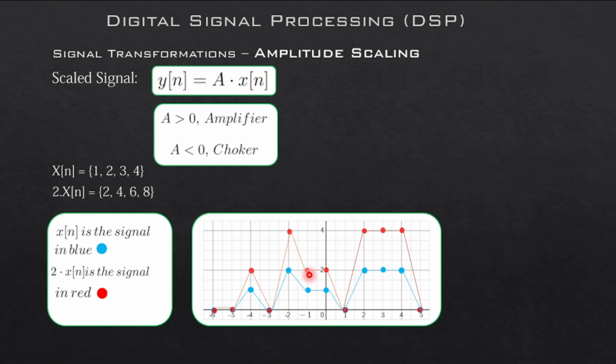Here 2 times 1 gets you 2. The red is the amplified signal. 2 times 0, of course, 0. Now, 2 times 2, 4. We're amplifying the signal values. We're not performing any scaling of the time like in the previous slide. We are scaling only the amplitude. And when a is less than 0, what you get is a choked, decreased signal instead of an amplified signal. That's the main difference. Again, this graph down below has nothing to do with this function.